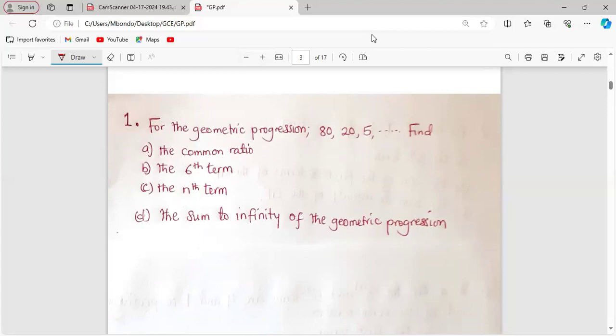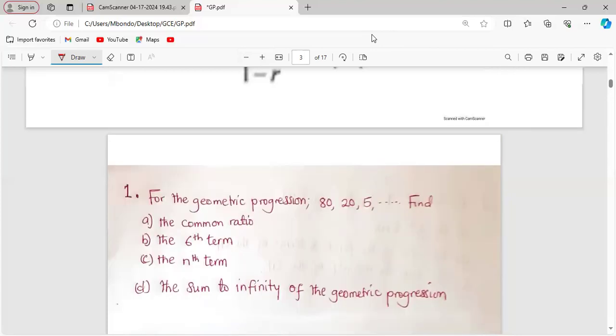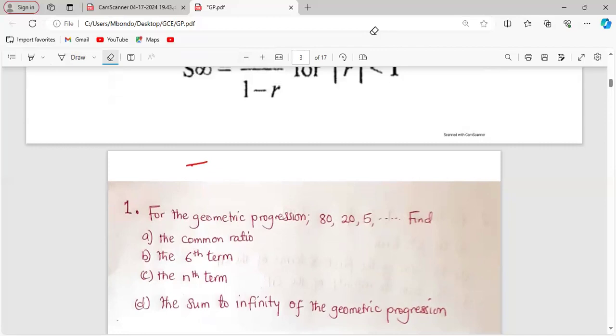So, let's write this one here. How do we find the common ratio? The common ratio in this case, we divide. So, second term divided by the first term. Very good. Second term divided by the first term.